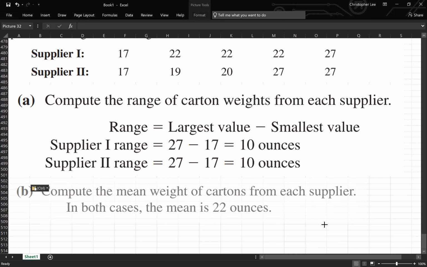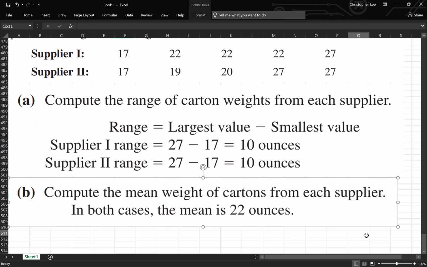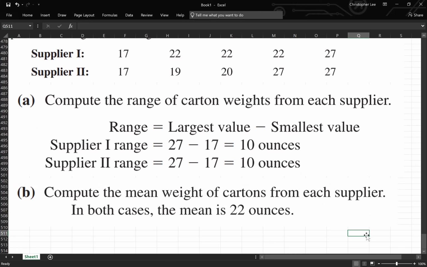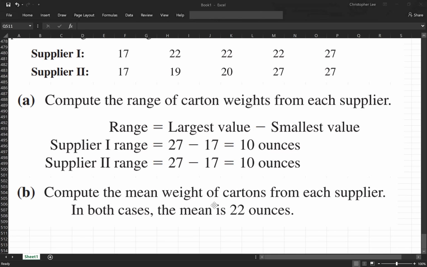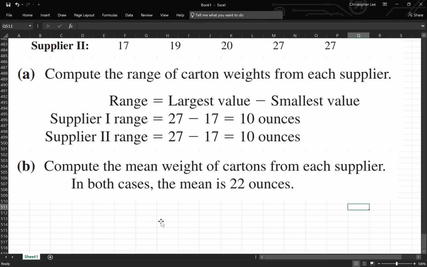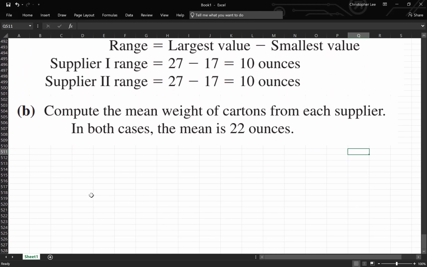Part B says to compute the mean weight of cartons from each supplier. In both cases, the mean is 22 ounces. So when I add up all those numbers for supplier one and for supplier two and divide by the number of values, which I think is five, you're going to get a mean of 22 for both. So how do I tell which supplier is superior to the other? That's what I'm trying to get to. Because they have the same range, they have the same mean, the same average.